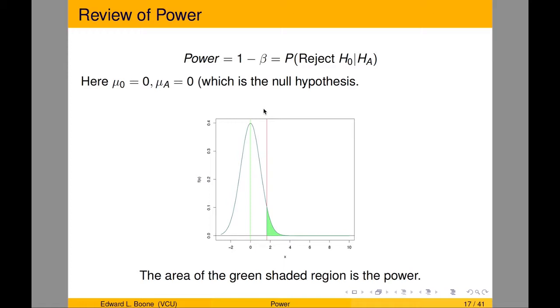All right, here's a review of power. Power is 1 minus beta, which is the probability that you reject H naught when the alternative is true. Here I give this little picture, and it says mu naught is equal to 0 and mu A is equal to 0, which is our null hypothesis. Our rejection region is this shaded area. The red line says if we saw something bigger than this, we would reject. I've just made this a one-sided test right now because it makes it easy.